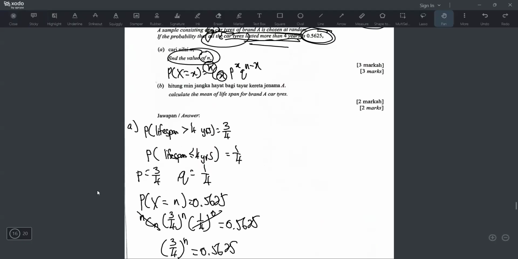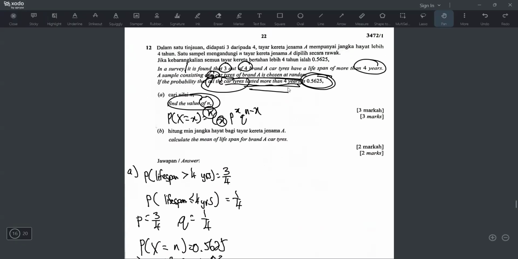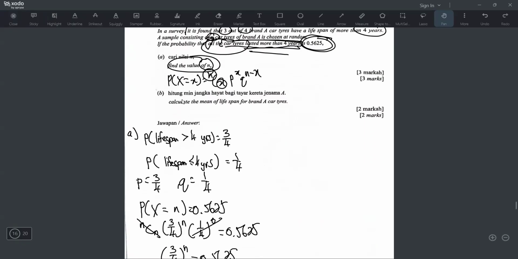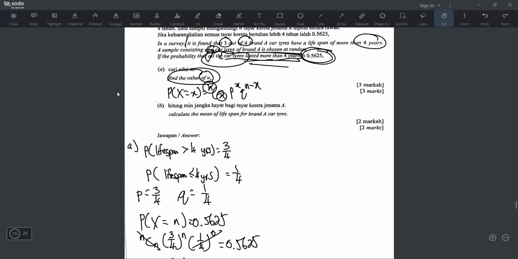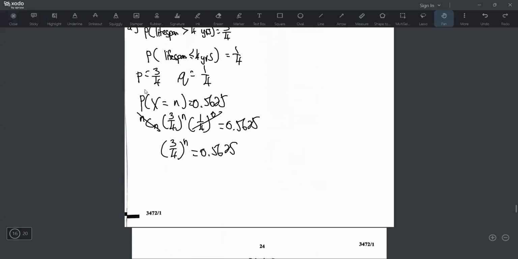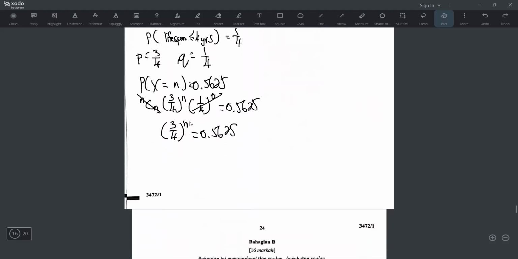Okay, they are asking you to find n, right? And let me tell you, the n cannot be a decimal. The n must be an integer, and it has to be a positive integer. You know why? Because n represents the number of trials, or how many times you do the experiment, how many times you choose. So if the quantity is how many times you choose, then it cannot be a decimal.